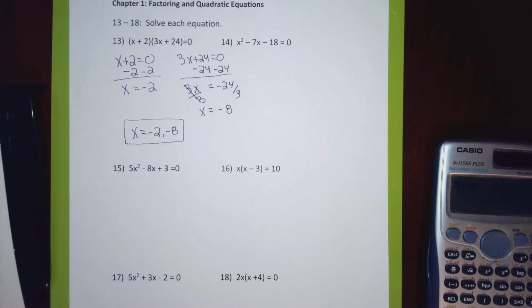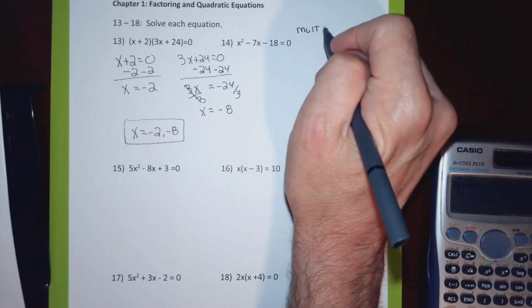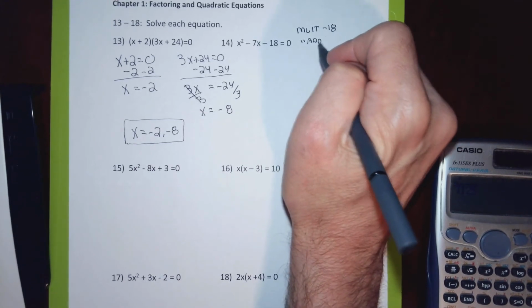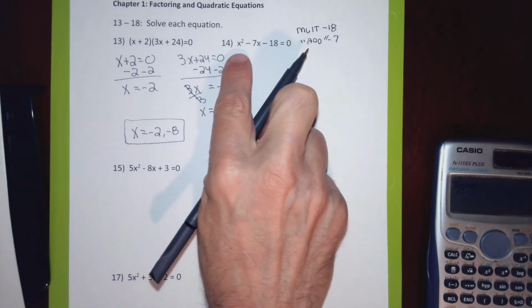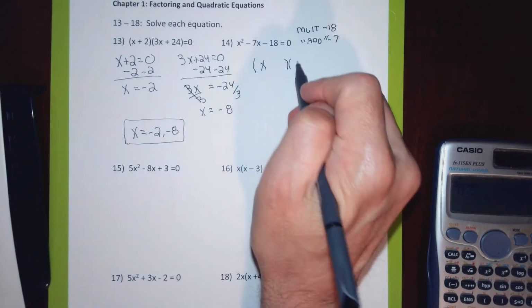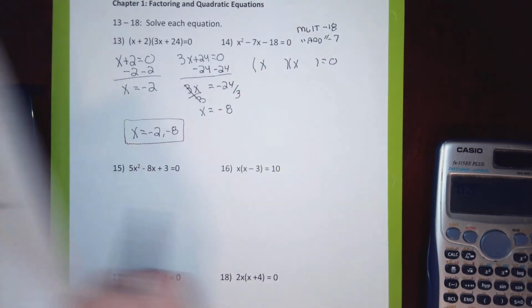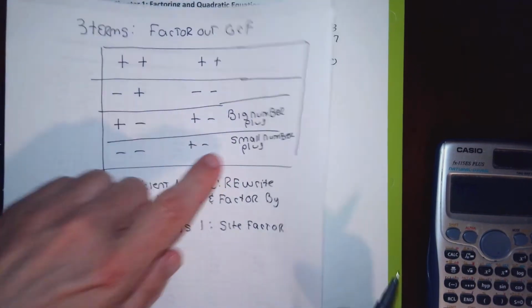The next chunk of problems I've got to factor because they're not factored and the right side is 0. For problem 14, I'm looking for numbers that multiply to negative 18, that add, but really subtract, to negative 7. And 14 I can sight factor because there's not a number in front of the x squared. So I'm going to lead off two parentheses with a couple of x's, equal to 0. And the numbers I'm searching for, this is a minus minus. I need a plus and a minus. The small number is a plus.